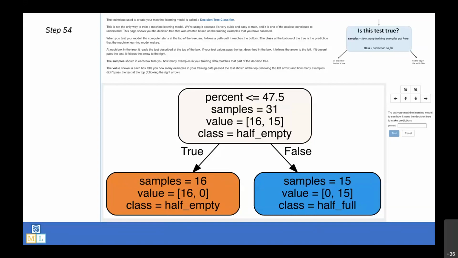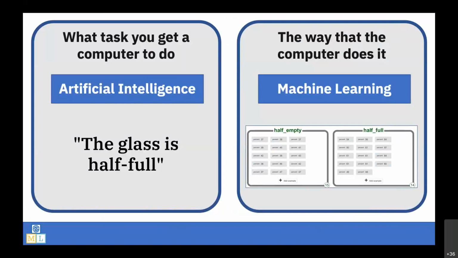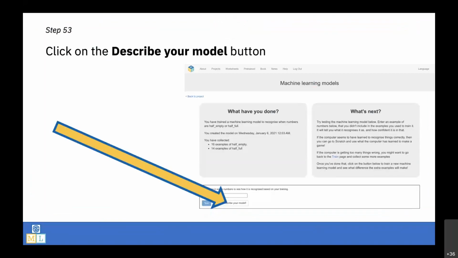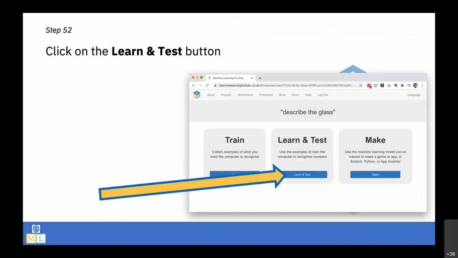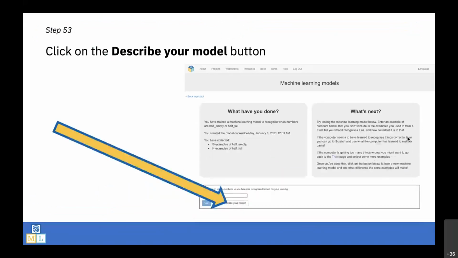Someone asked in the chat, how do you get to that tree? From the main menu for the project, you click on that middle button where it says Learn and Test. Then on that page, there's a button that says Describe Your Model, which is quite far down, a white button on the left-hand side. And that takes a few seconds to generate you a diagram that looks a bit like that.